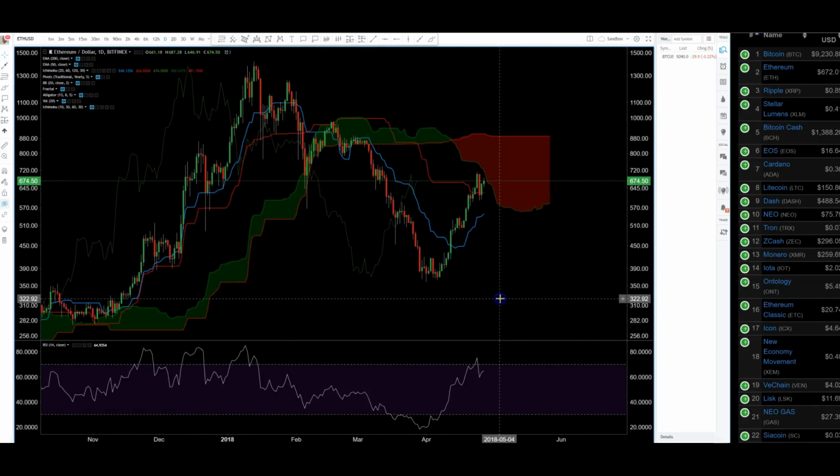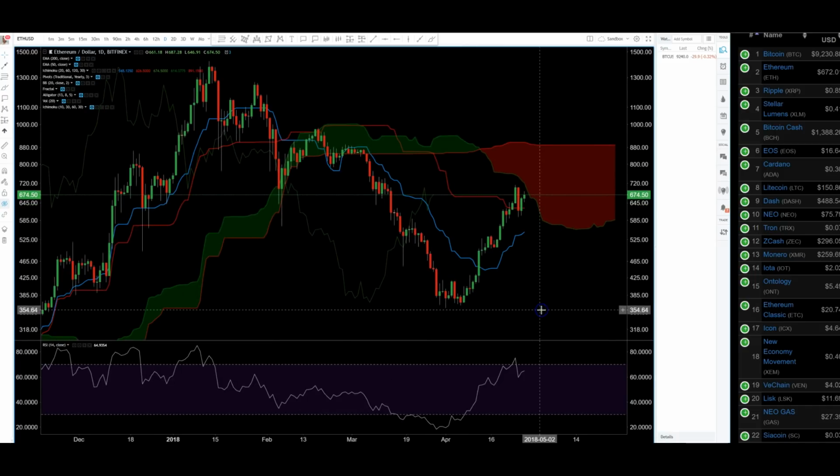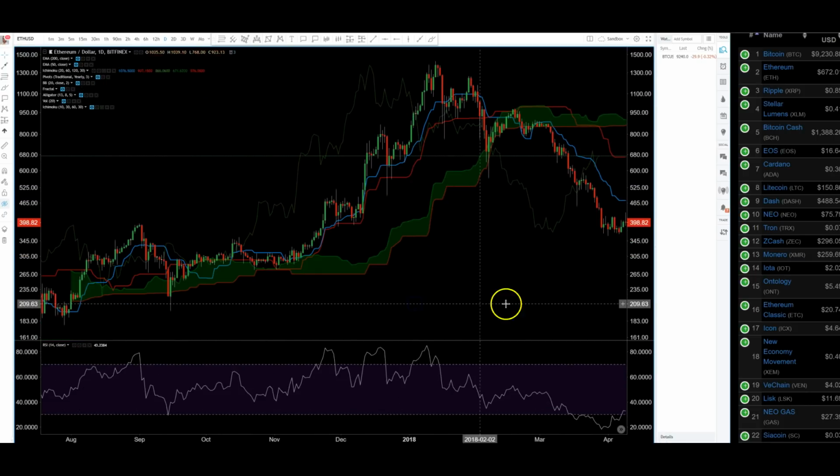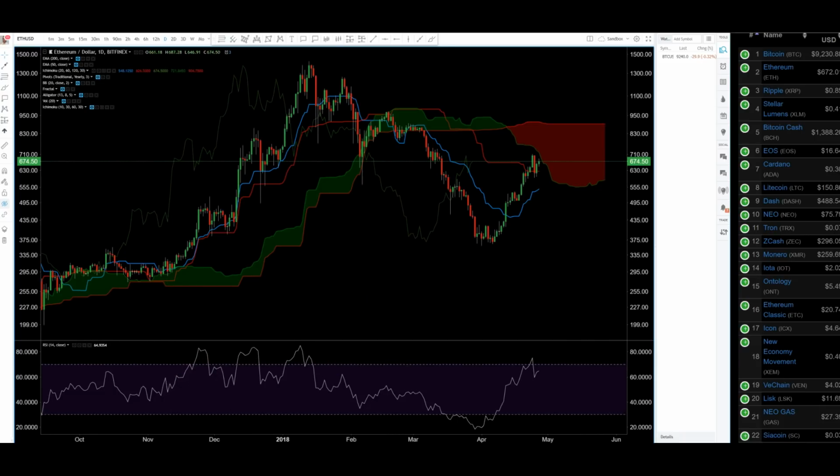And I have RSI on here as well. I'm looking for things like divergences or when you see three drives like this, that's another sign. If we zoom back a little bit, three drives and overbought or oversold typically indicates that it's due for some relaxation of that.